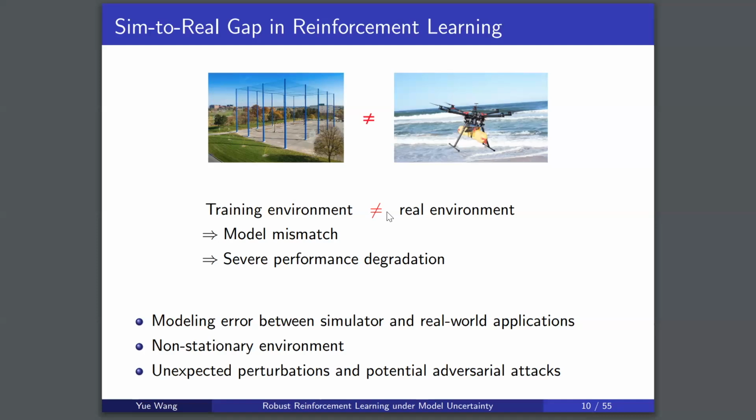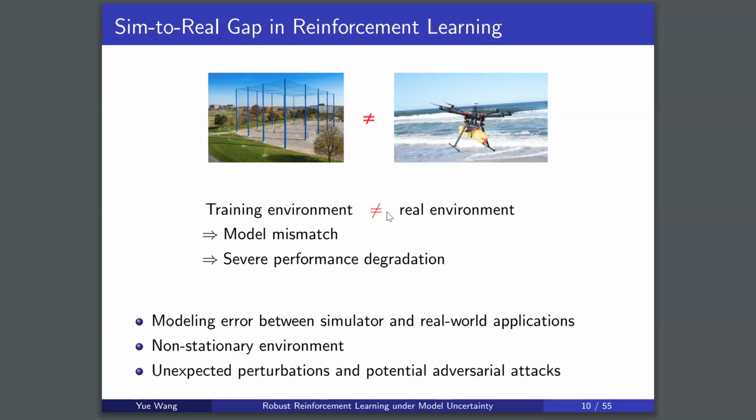So of course, the training environment cannot be exactly the same as the real environment. These differences between the training environment and the real environment are referred to as the simulation to reality gap. This gap, or the differences between two environments, will lead to a model mismatch, and it can result in performance degradation if we directly apply the policy we obtain under a training environment to the real environment. Because the environments are different, it may suffer from performance degradation.